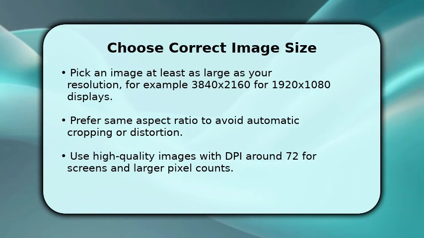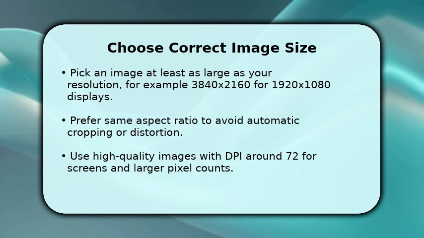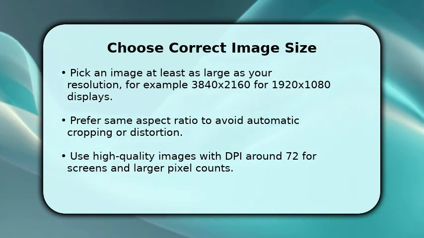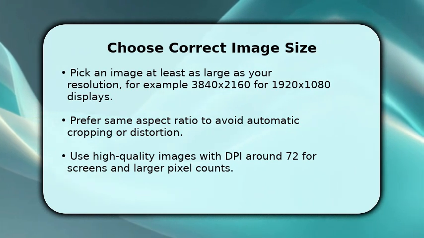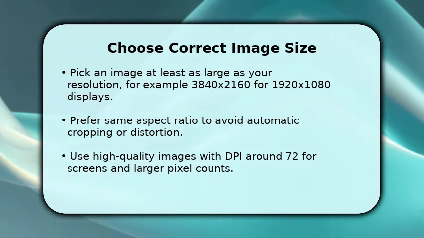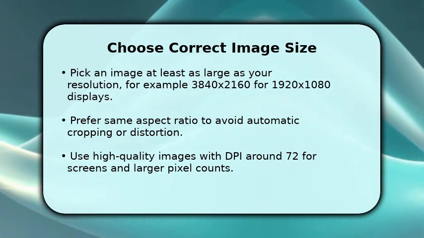For a 1920x1080 display, consider 3840x2160 images for future flexibility. Choose images with the same aspect ratio to avoid automatic cropping or distortion on set. Always prefer higher pixel counts rather than upscaling smaller files, which causes blur.